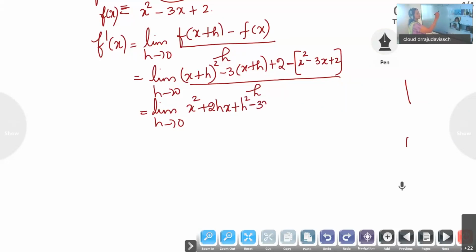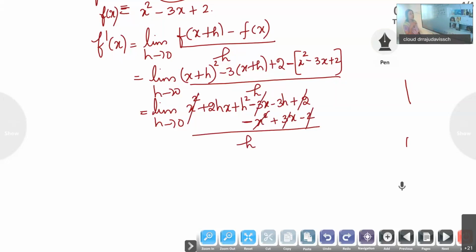minus 3x minus 3h plus 2 and minus x squared. Minus is common for all the terms. When you open the bracket, plus 3x minus 2 by h. Here, which terms will get cancelled? x square will get cancelled. Plus 2 minus 2 will get cancelled. So the terms without h will get cancelled.